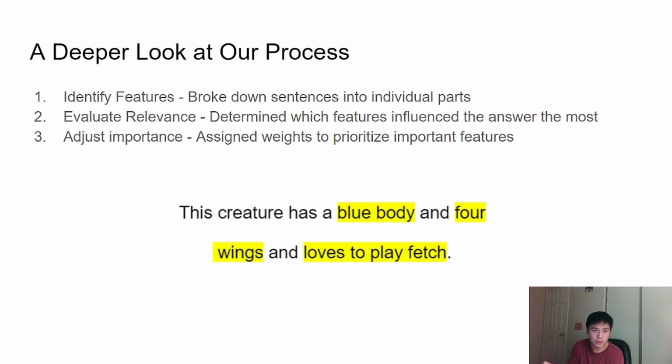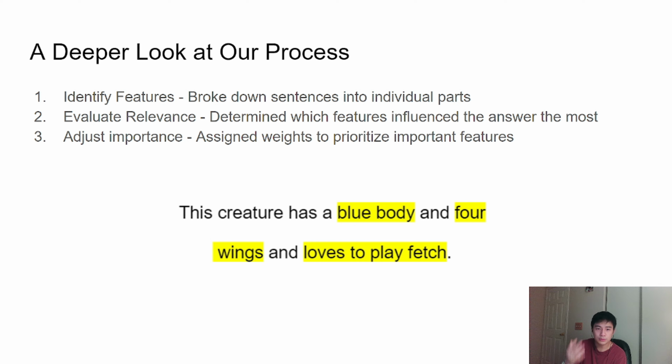Well, the first step, what you did is you essentially identified the features by breaking down the sentence into individual parts. So the sentence, this creature has a blue body and 4 wings and loves to play fetch. Well, if you look at it, you can see that we actually have 4 features. We have the color, we have the body parts, we have the amount of those body parts, and we have the actual hobbies of that creature.